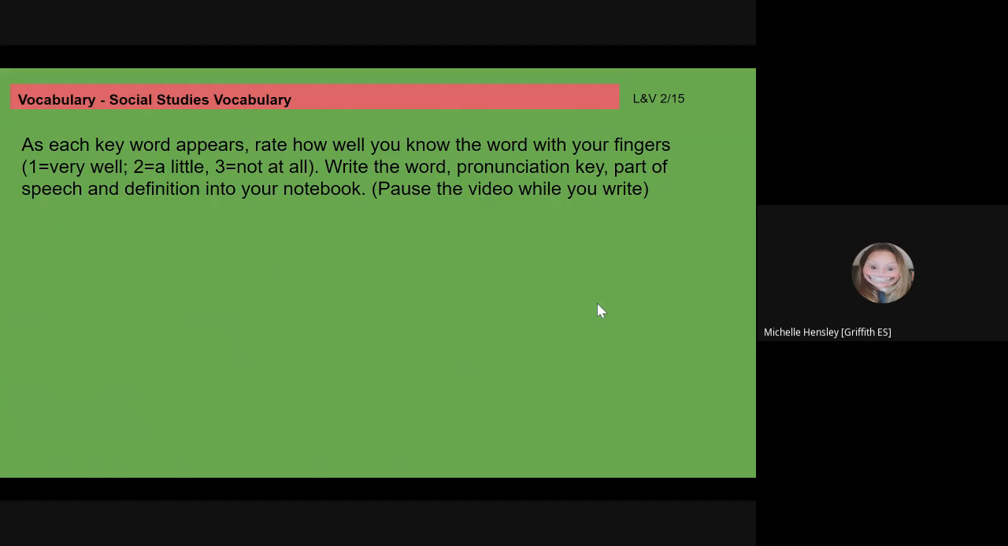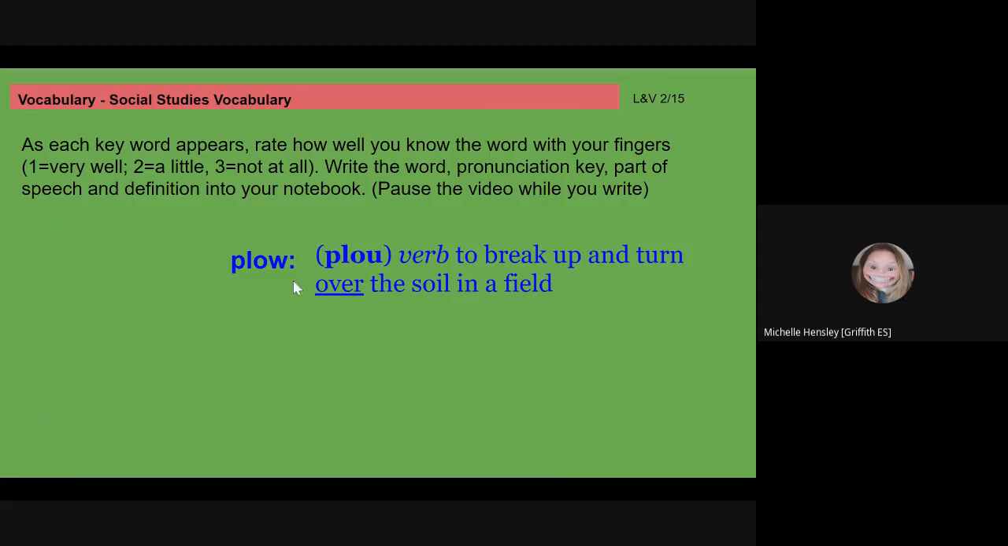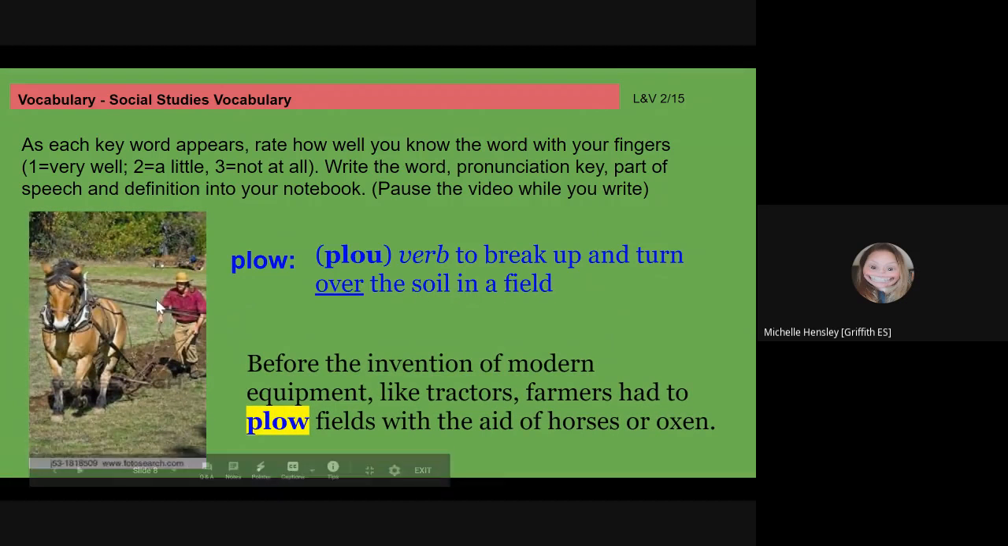We're going to move on, and our next word is plow. What an odd place for it to show up. Plow. How well do you know the word plow? A plow, okay, or in this case, it's the verb plow, but plow can also be a noun. The verb plow is an action, and it means to break up and turn over the soil in a field. So if you look here at this picture, before the invention of modern equipment like tractors, farmers had to plow fields with the aid of horses or oxen.